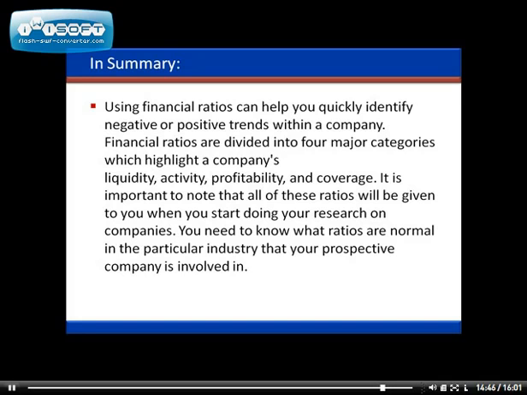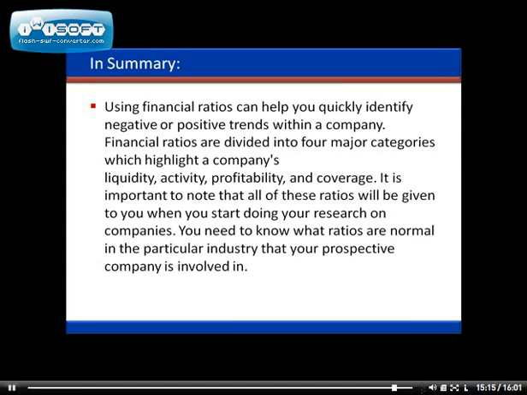Using financial ratios can help you quickly identify negative or positive trends within a company. Financial ratios are divided into 4 major categories, and they highlight a company's liquidity, activity, profitability, and coverage. And one thing that I want you guys to know is that you do not have to be doing all of these crazy calculations when you're researching a company. All of these ratios are pretty much given to you when you're doing research on different companies on these different websites that I gave to you, where you can find information on companies.